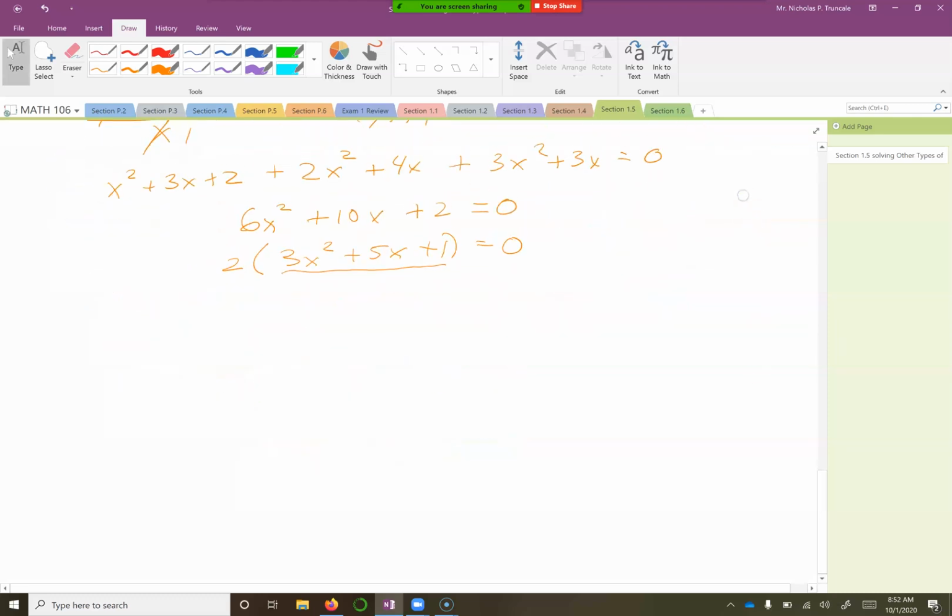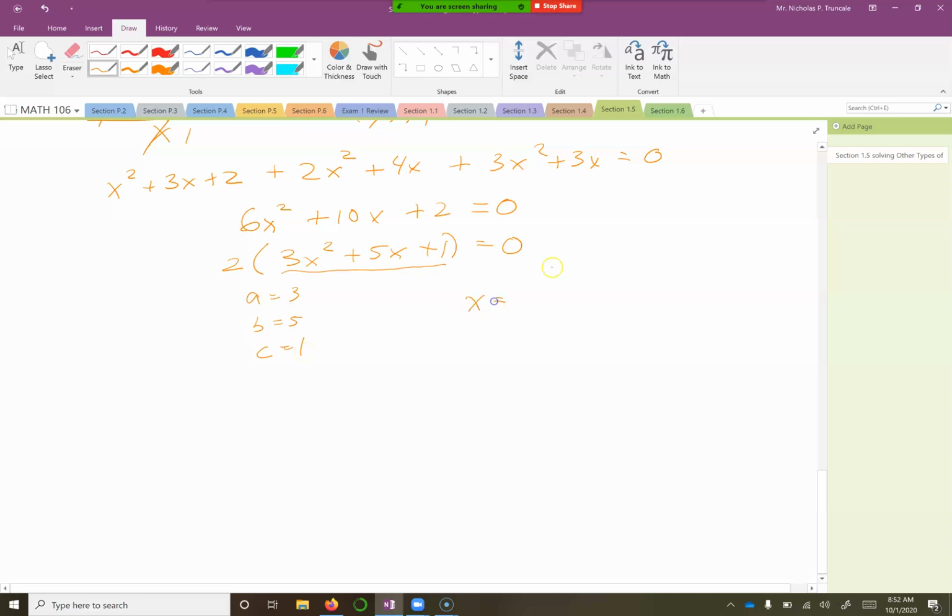I'm seeing, you know what? The numbers are small, which means if I did the quadratic formula, it's not going to be terrible. I definitely can't factor this. And if I'm going to do the quadratic formula, I might as well not complete the square, and I can't do the square root method. So I'm going to do the quadratic formula. A is 3, B is 5, C is 1. And let's see what we get.